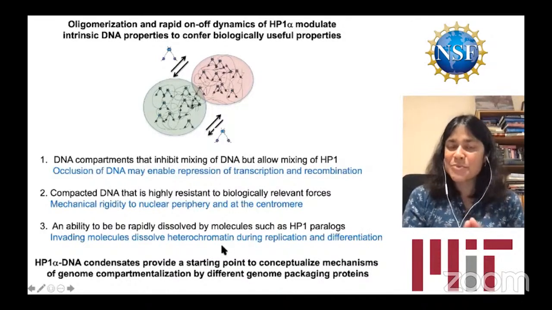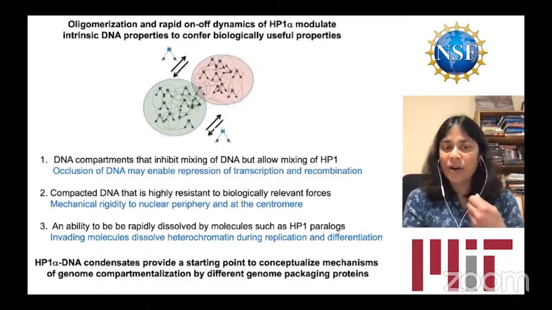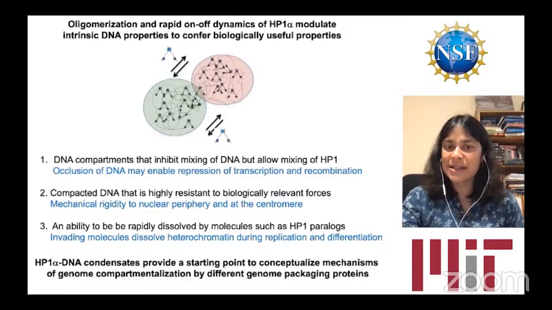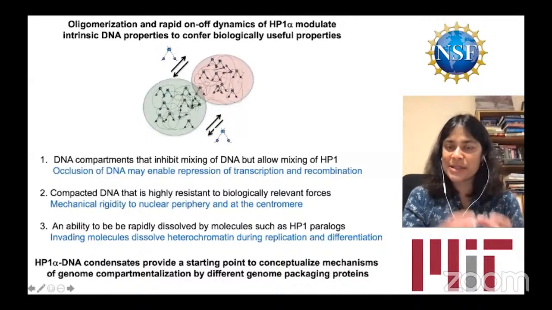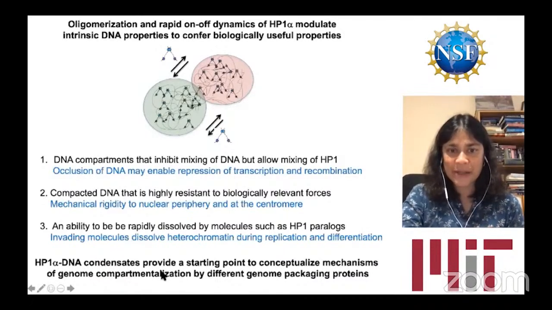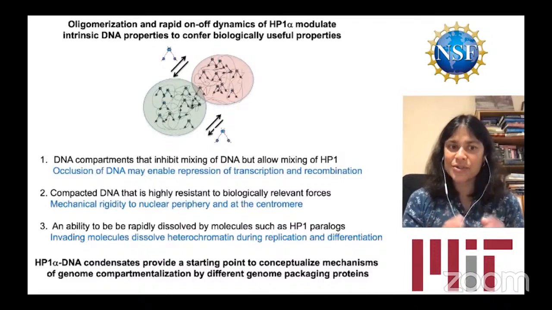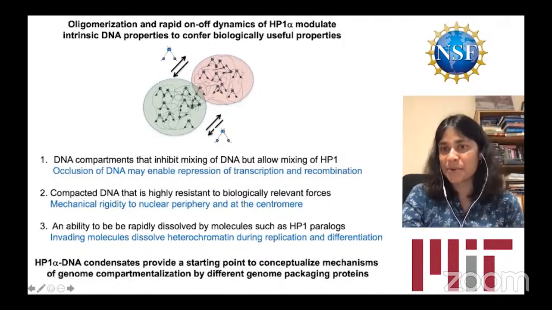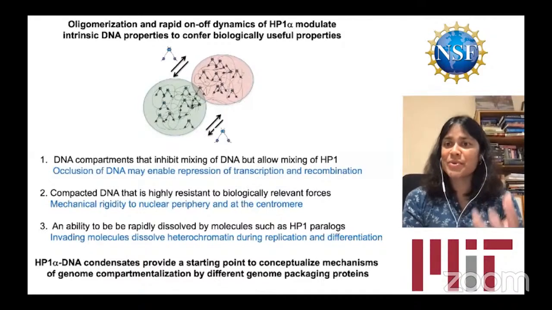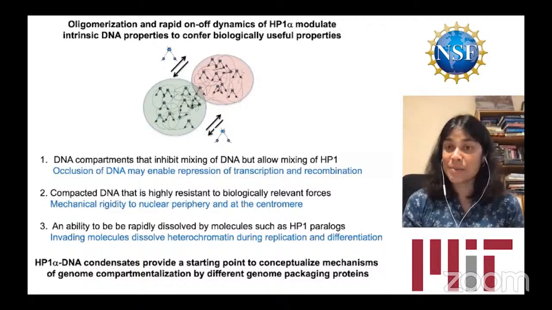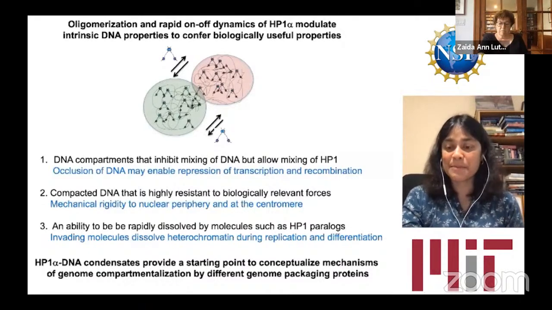And finally, because these structures are formed by dynamic on and off HP1 interactions, these structures are also able to be rapidly dissolved on the same time scale by other molecules such as HP1 alpha paralogs that can compete with HP1 alpha. And so you can have both stability and rapid regulatability because of the intrinsic biophysical features of these phases. Okay? And so what I'd like to suggest is that what I've shown you so far is a starting point to conceptualize mechanisms of genome compartmentalization by other genome packaging proteins. I've shown you what happens with HP1 alpha and DNA, but I would predict that there are other molecules that organize DNA that share some of the same properties and might begin to explain how genome compartmentalization is enabled and what role phase separation might play in this process.